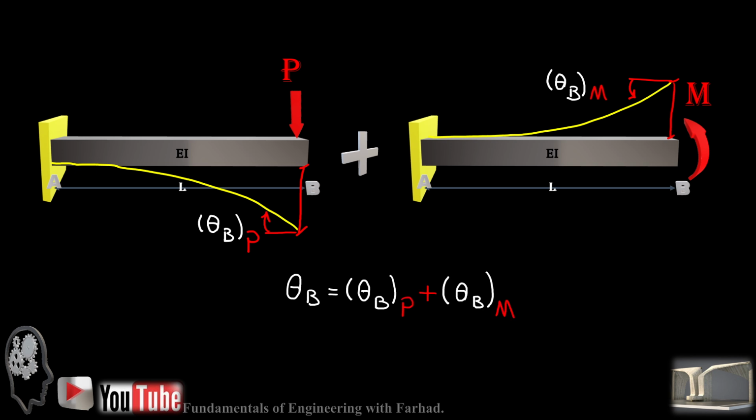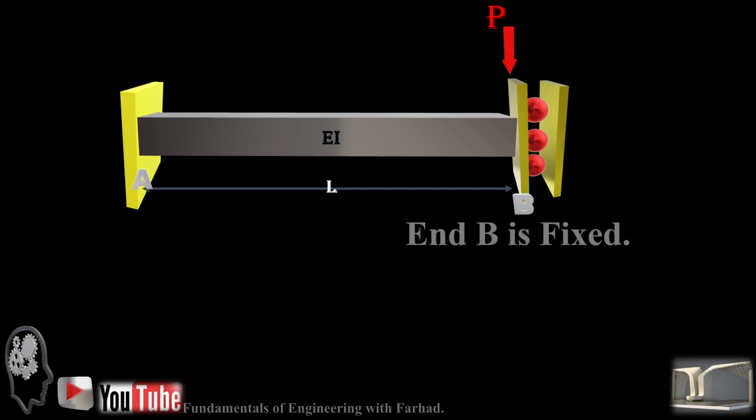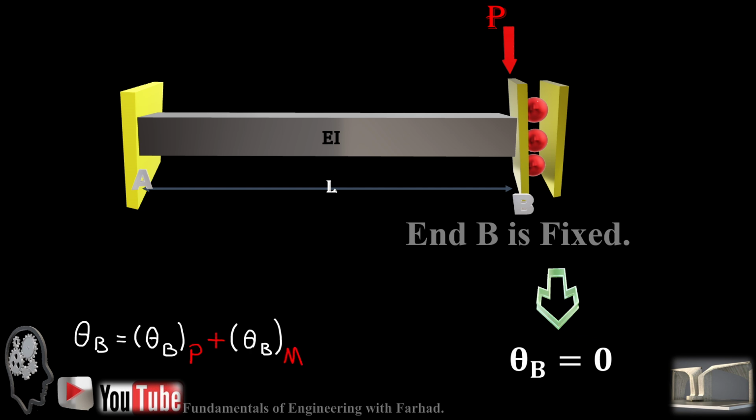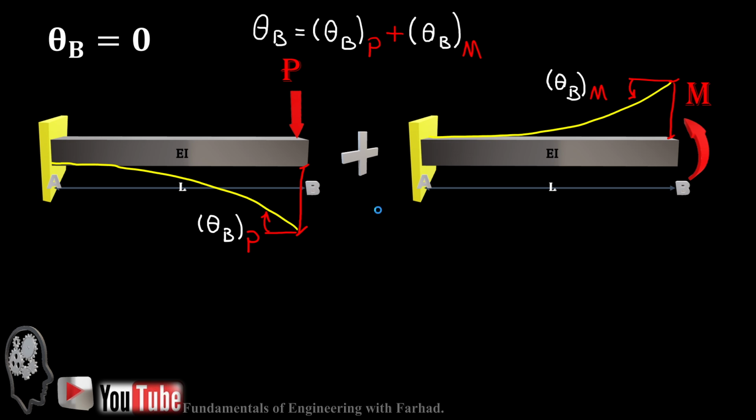So theta at B is equal to the summation of both of them, and because B is sliding and the sliding is a kind of fixed, then theta at B is equal to 0. Then the summation of those two, theta B from the concentrated load plus theta B from the moment created there, should be equal to 0. So again, B in the original form is sliding and that's kind of fixed there, so there is no theta there.